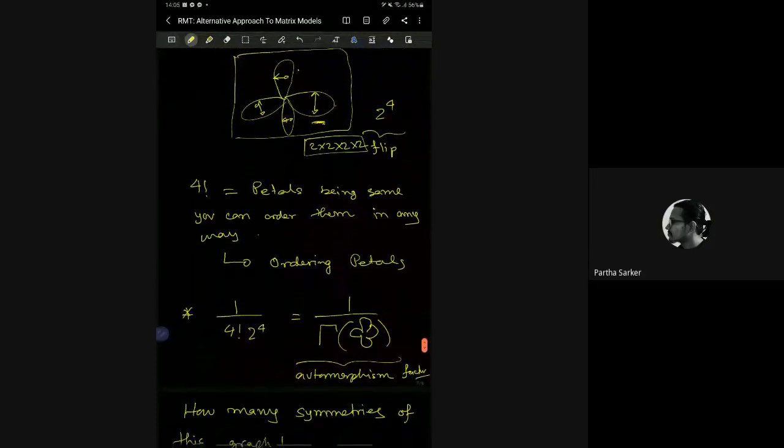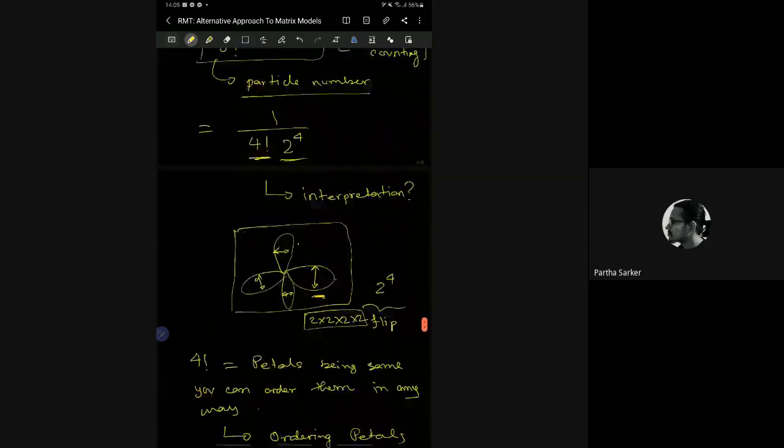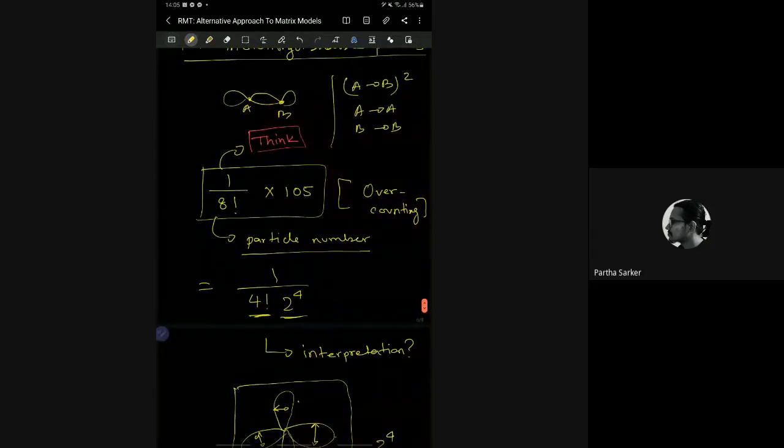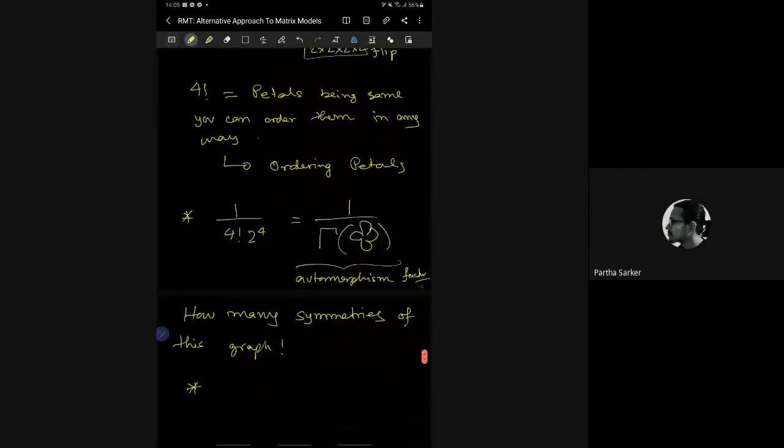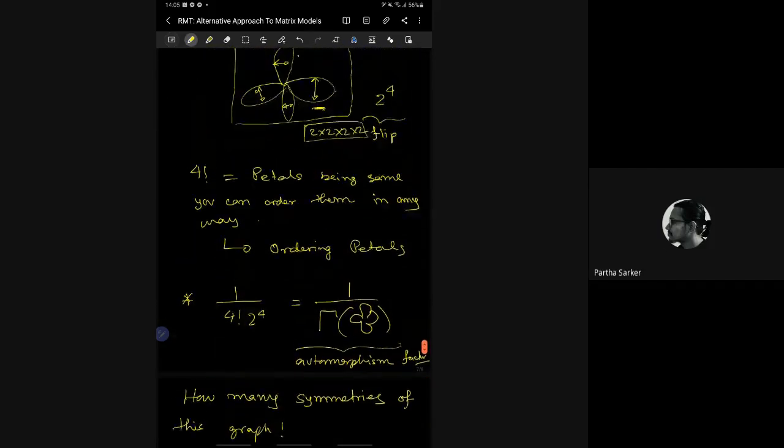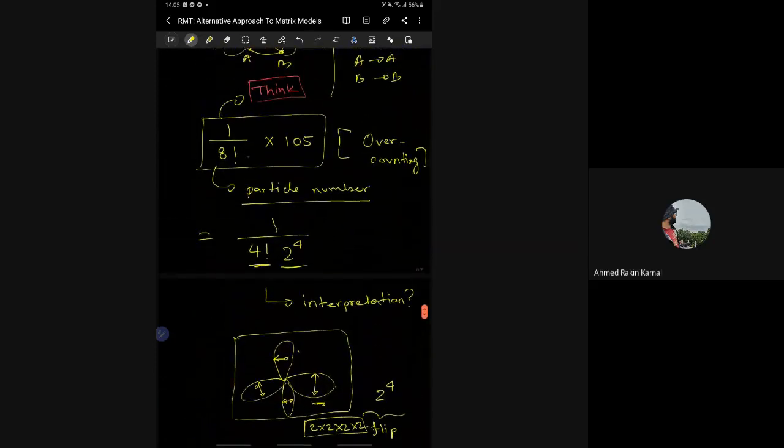Another thing is, why did you divide by the symmetry? The last example, I mean, why did you divide by 4 factorial times 2 to the power 4? Oh, this is the number I get. If you calculate this, you'll get this. I wrote an equal sign here. If you multiply this with 105, you get this number. And interestingly, this number turns out to be the symmetry of the graph. This is the interesting part.